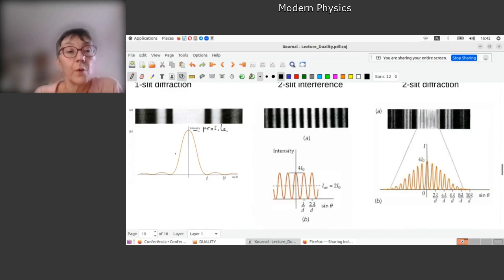So you have a wide central region, and you have other, less bright regions away from and symmetrically from the central part. When you have a two-slit interference, this is something different. Here it depends on the aperture of the slit. And here we have two-slit interference, so you have one slit separated from another one, and the distance between these two slits is d.